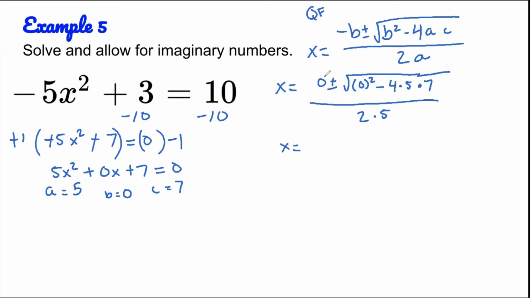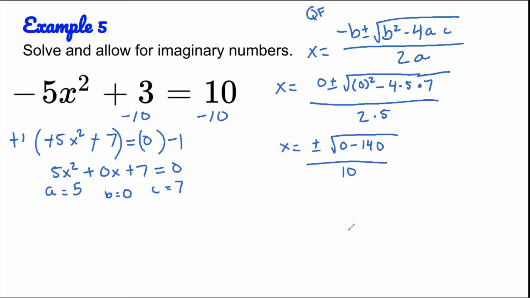X equals, I'm not going to write the 0. I'm just going to go ahead and write plus or minus. Inside my square root, I have 0 minus 4 times 5 is 20 times 7 gives me what? What do you guys think? 140, all over 10 in this case.